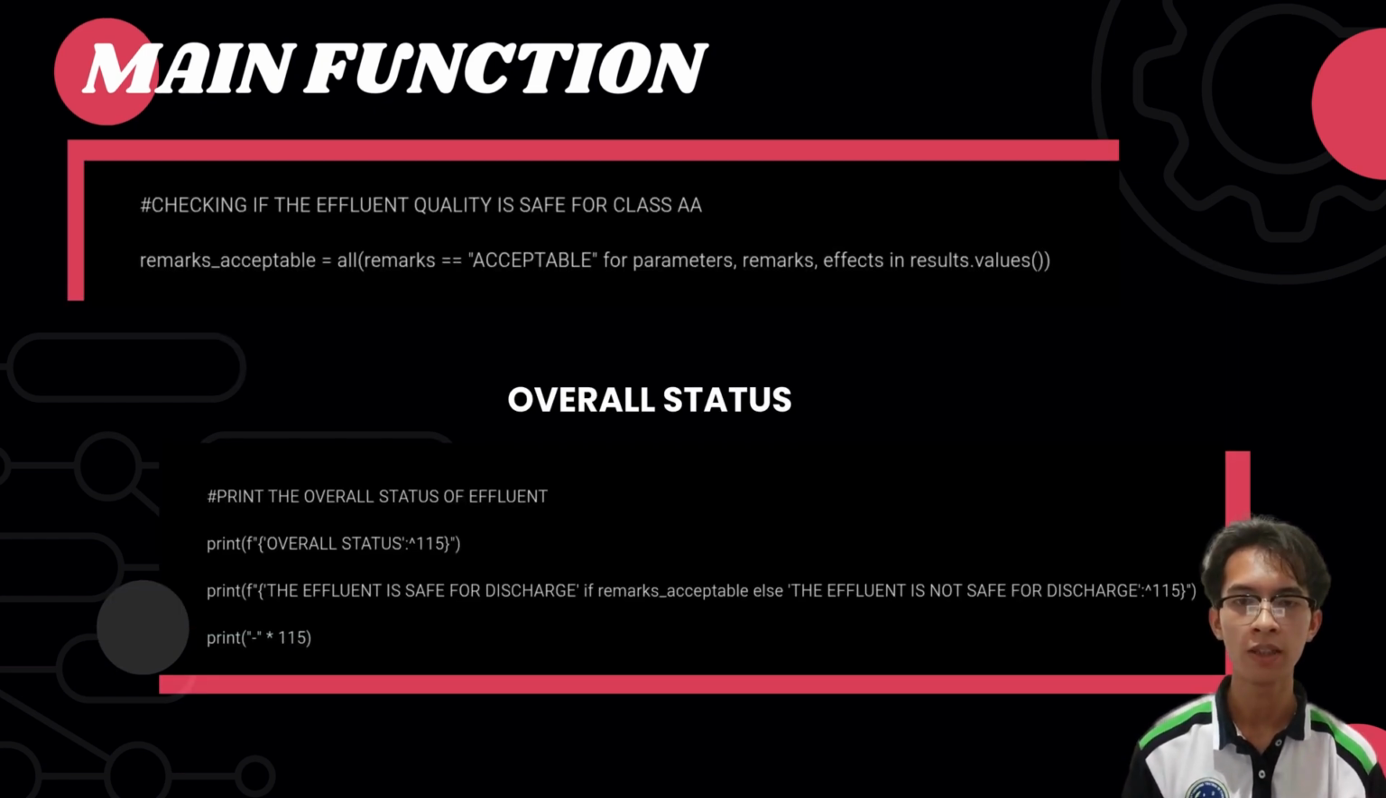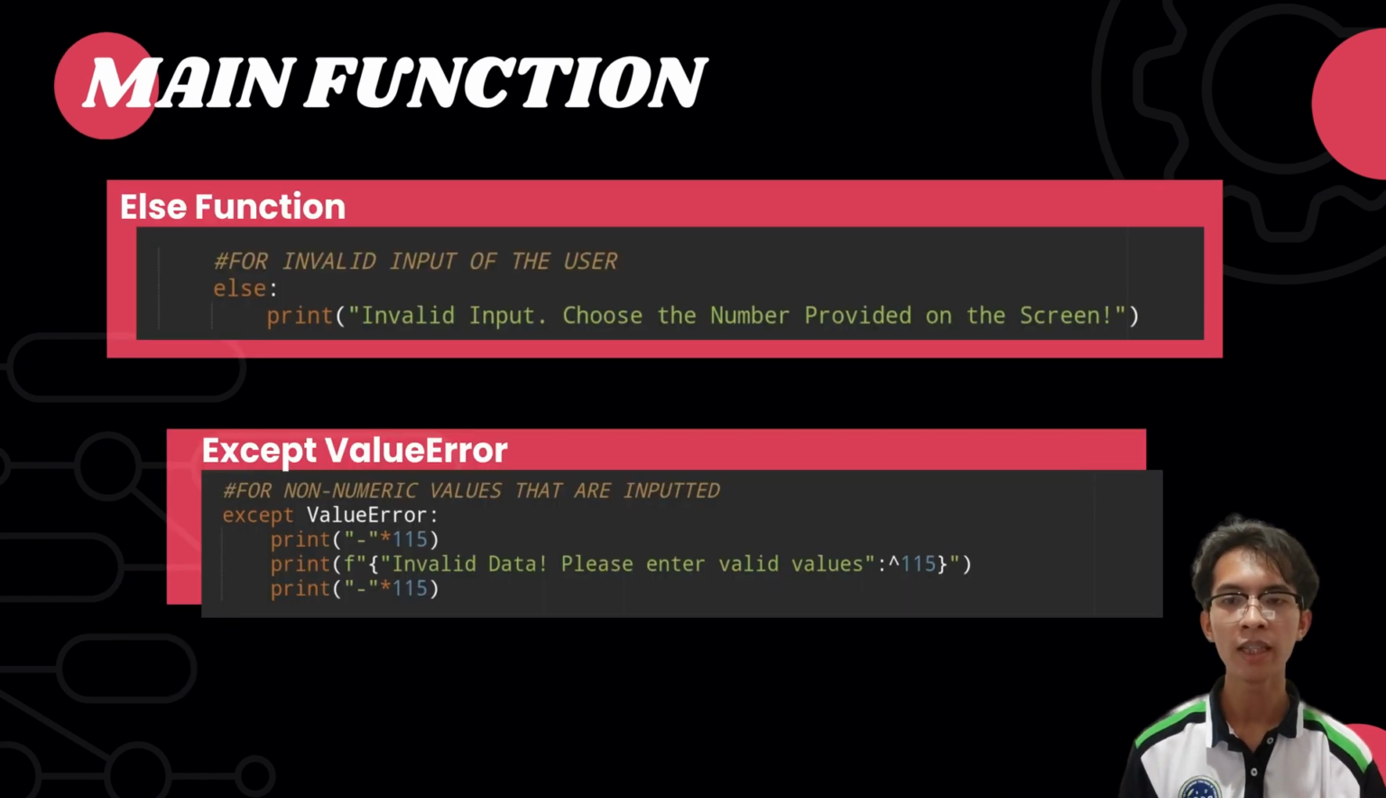Next, the program uses the all function to check if all the remarks in the results are marked as acceptable. Based on this, a final status is printed indicating whether the effluent is safe or not safe for discharge. This entire process is repeated for each classification the user selects. If the user enters a number outside the valid range, a message is displayed asking them to choose from the listed options. If non-numeric input is given, the except statement handles the ValueError and displays a warning.